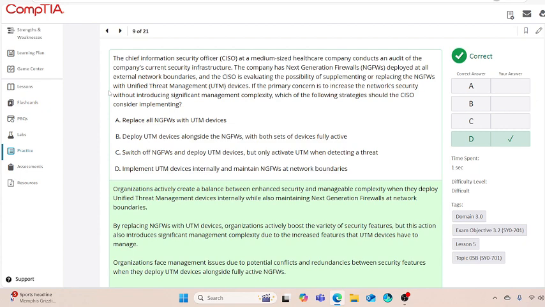Implement UTM devices internally and maintain NGFWs at network boundaries. Organizations actively create a balance between enhanced security and manageable complexity when they deploy unified threat management devices internally while also maintaining next-generation firewalls at network boundaries.